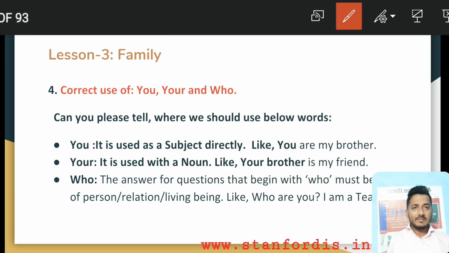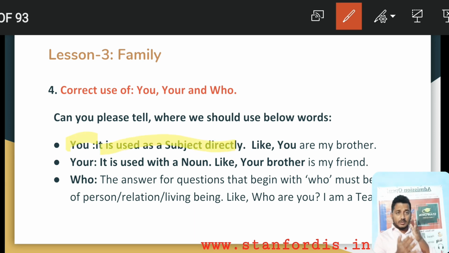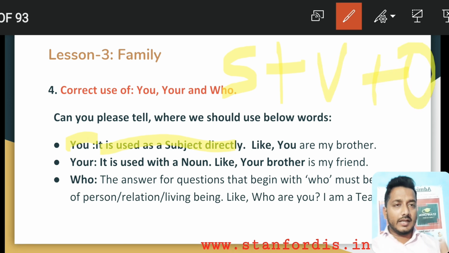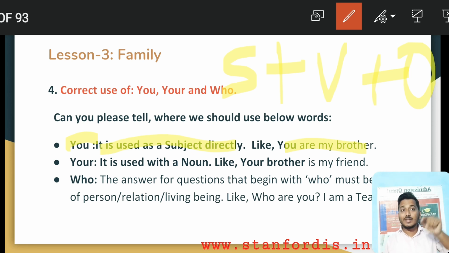Please read with me. You. It is used as a subject directly. We use you as a subject in any sentence. The first thing is subject plus verb plus object. In any sentence you can find subject, verb and object, as minimum things. So we are going to use you as a subject, and you is an alone, self-independent subject. You doesn't need any other word for its presentation. You can use it directly, like, you are my brother. Now here you is a subject.